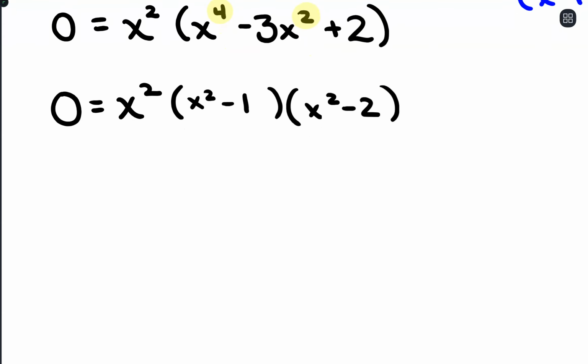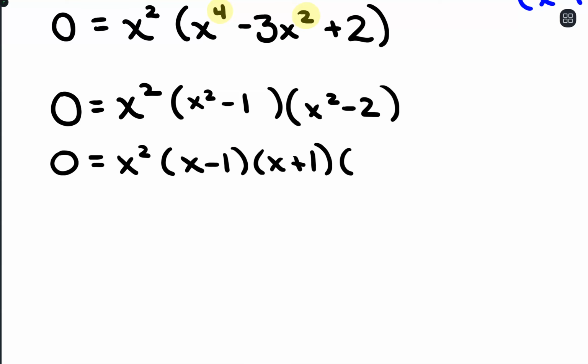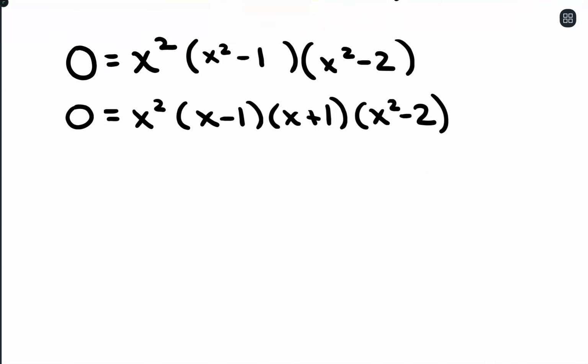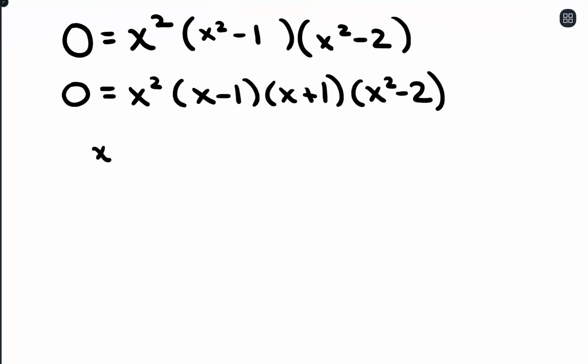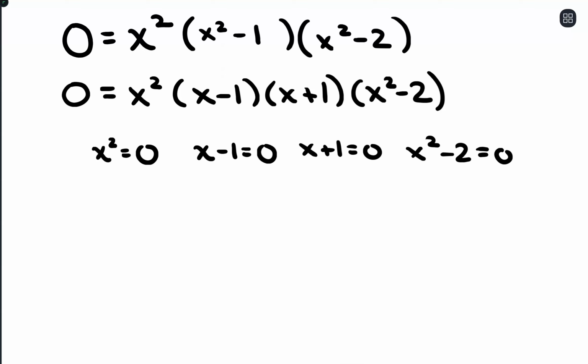And let's see, we can use difference of squares with that x squared minus 1. So let's see, 0 equals x squared. This will be an x minus 1, x plus 1, and then an x squared minus 2. So we end up with 4 factors here: x squared, x minus 1, x plus 1, and x squared minus 2. So we end up with x squared can equal 0, x minus 1 can equal 0, x plus 1 can equal 0, and x squared minus 2 can equal 0.